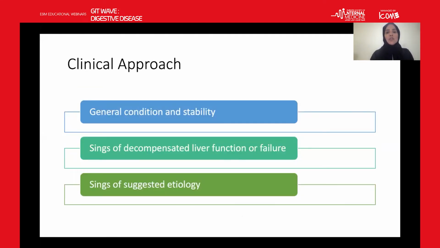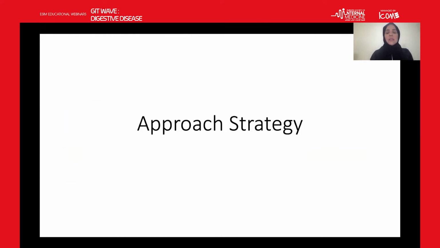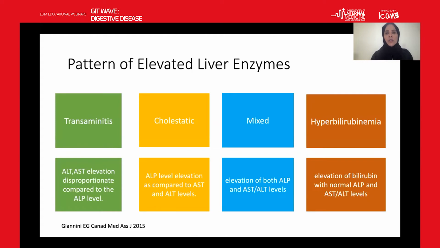And for examination, you could organize your examination into general condition and stability with vital signs. We have signs of decompensated liver function or liver failure, like encephalopathy, ascites, lower limb edema, and also signs to suggest etiology. The strategy for the approach is different from physician to physician, but I can show you one strategy that you could use to help you organize the etiology based on the labs you have.